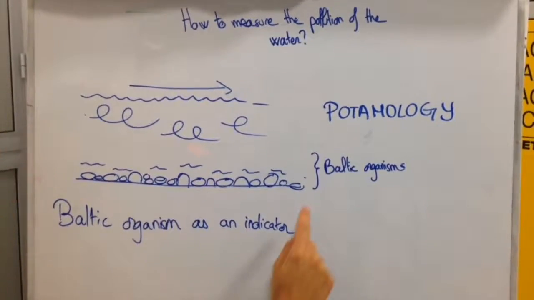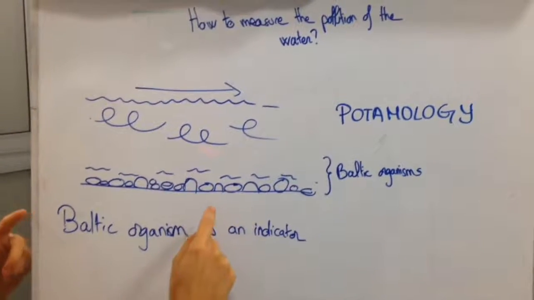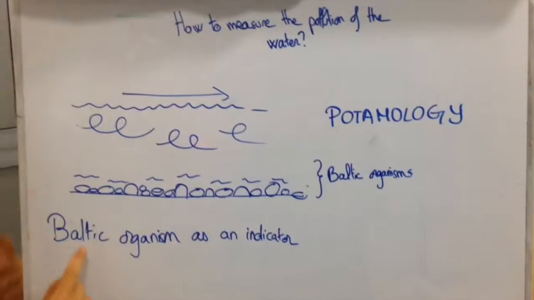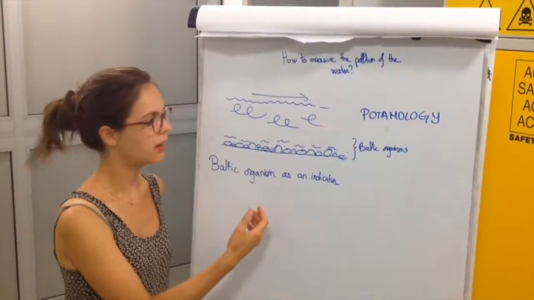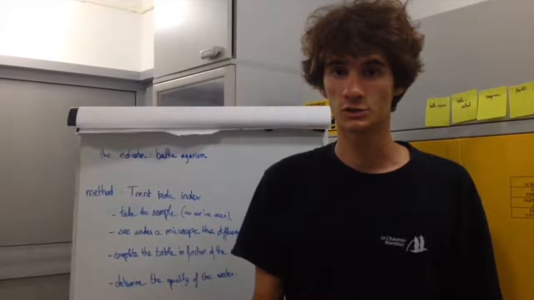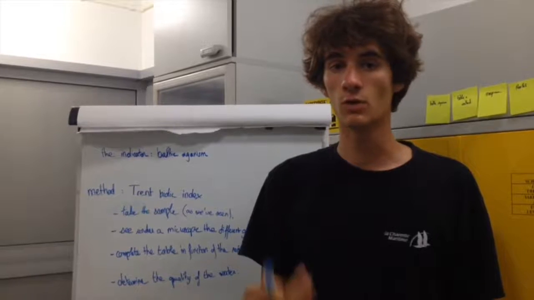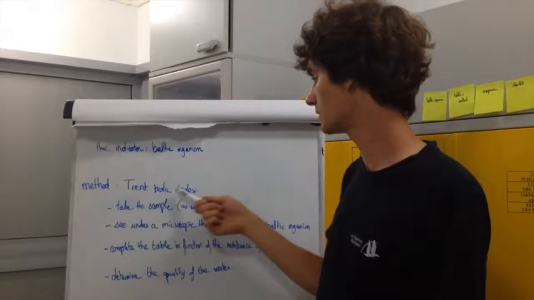We studied benthic organisms that live in the rock at the bottom of the river because the water is more static. How to use these organisms as indicator of pollution quality? We have an indicator, the benthic organisms, but we need to know how to use this indicator. For that, we have a technique called the Trent Biotic Index.